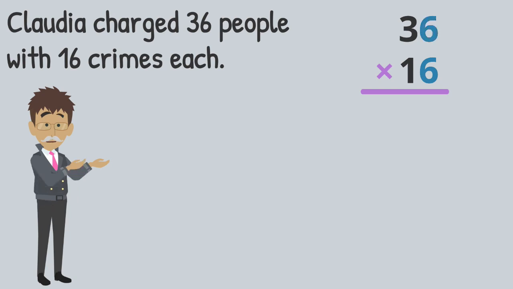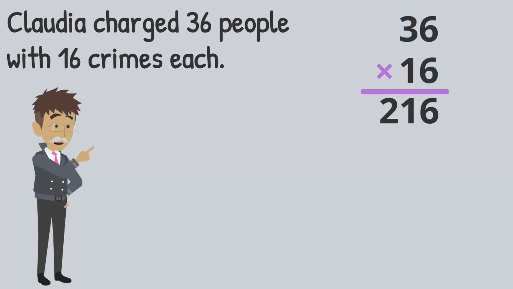6 times 6 is 36. Write down the 6 and carry the 3. 6 times 3 is 18. We add in the 3 for a total of 21. We can write this down for an intermediate answer of 216.